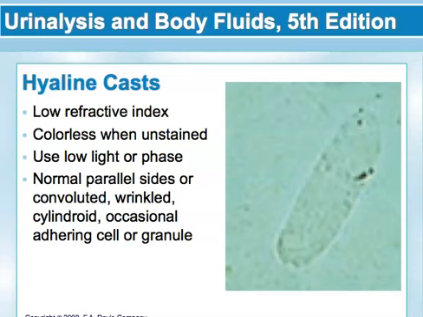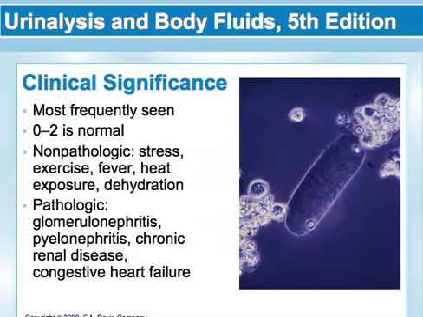They have a very low refractive index and can be easily overlooked if they are not viewed on low light. Phase microscopy and Sternheimer-Malbin stain can be helpful in observing them. And they can come in several different forms, including parallel sides with rounded ends, which is going to be the most common form, cylindroid forms, and wrinkled or convoluted forms that indicate an older cast.